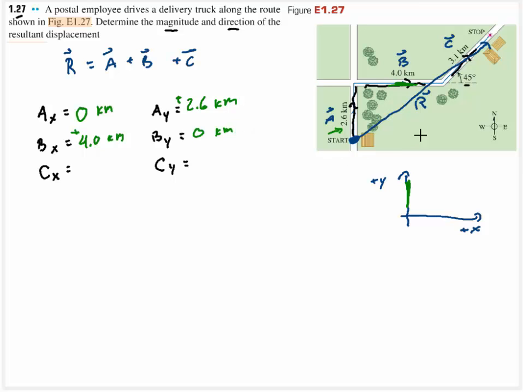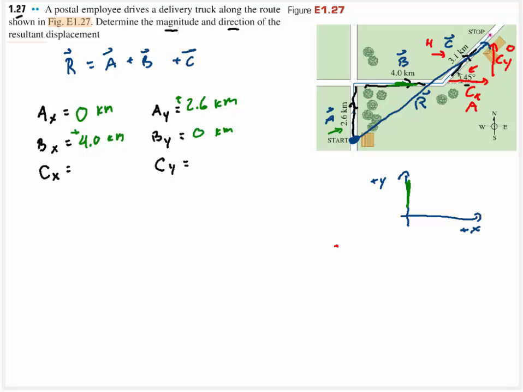Now, vector C, it's got some in the x, it goes this way, and some in the y, some that way. So this is going to be the x component, and right there is going to be the y component. Now, take a look at this guy. This is actually a triangle. Here we have 3.1 kilometers. That's going to be the hypotenuse. This is going to be the angle right there. So this is going to be the opposite side, and that's going to be the adjacent side.